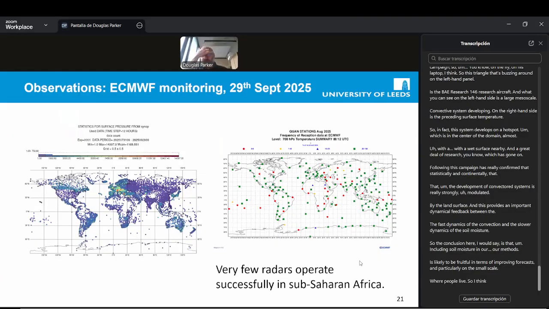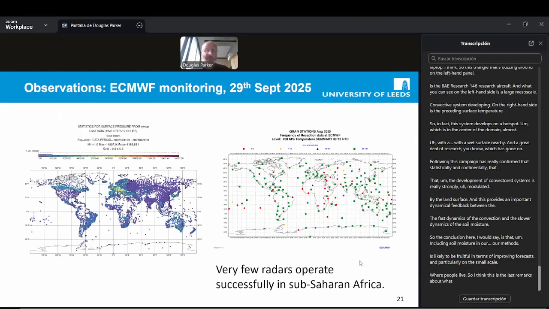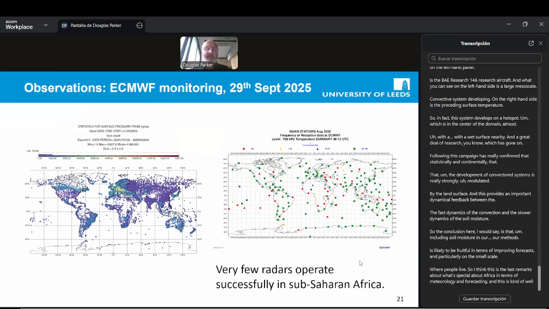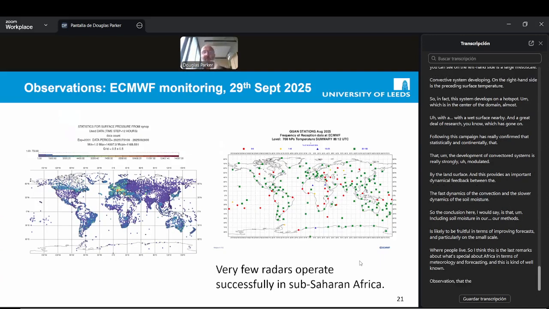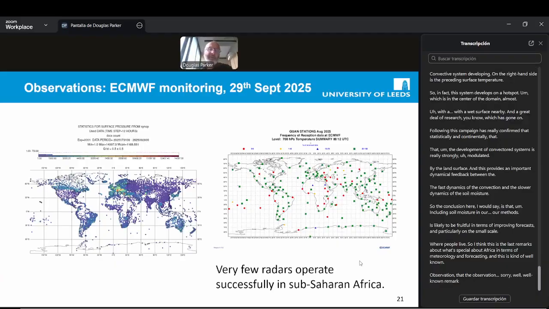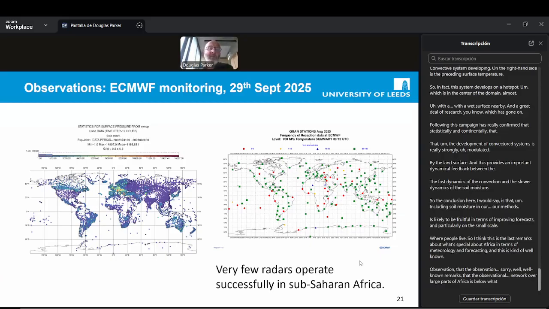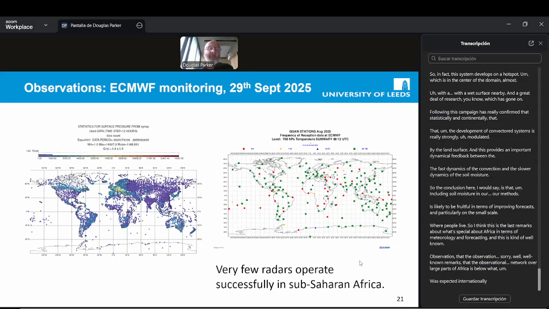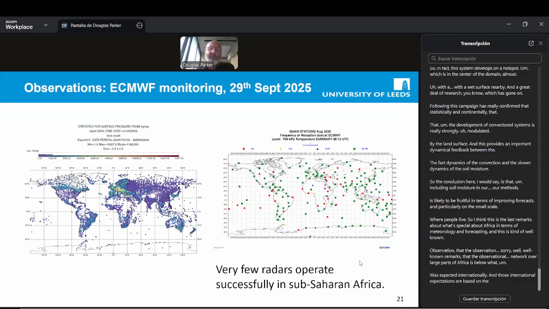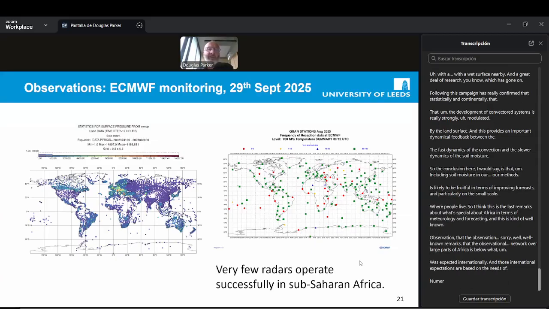So I think this is the last remarks about what's special about Africa in terms of meteorology and forecasting, and this is a well-known remark that the observational network over large parts of Africa is below what is expected internationally, and those international expectations are based on the needs of numerical weather prediction largely.